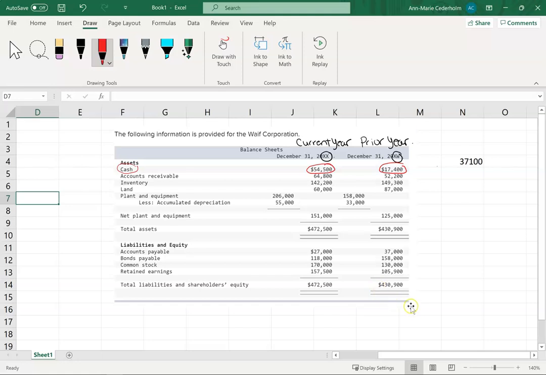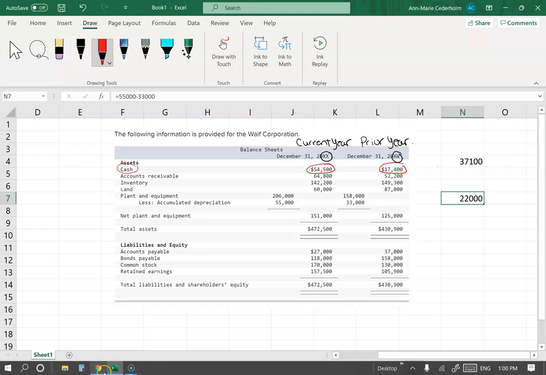So let's go ahead and take the difference on that. So plant and equipment, that is, or I want the accumulated depreciation, so let's just do 55,000 minus 33,000. So that is 22,000. So I am just assuming that that is amortization expense. So that's what I'll put onto my cash flow statement.